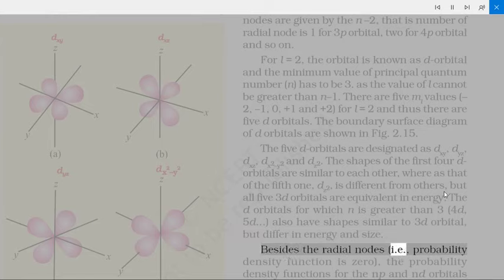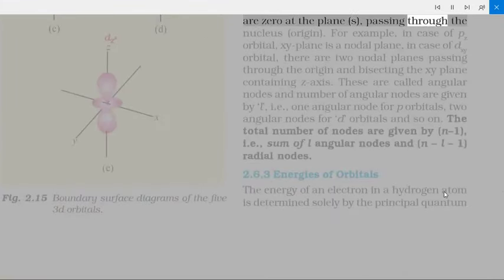Besides the radial nodes, i.e., where the probability density function is zero, the probability density functions for the np and nd orbitals are zero at the planes passing through the nucleus (origin). For example, in case of pz orbital, xy plane is a nodal plane. In case of dxy orbital, there are two nodal planes passing through the origin and bisecting the xy plane containing z-axis. These are called angular nodes, and the number of angular nodes is given by l, i.e., 1 angular node for p orbitals, 2 angular nodes for d orbitals, and so on. The total number of nodes is given by n-1, i.e., sum of l angular nodes and n-l-1 radial nodes.